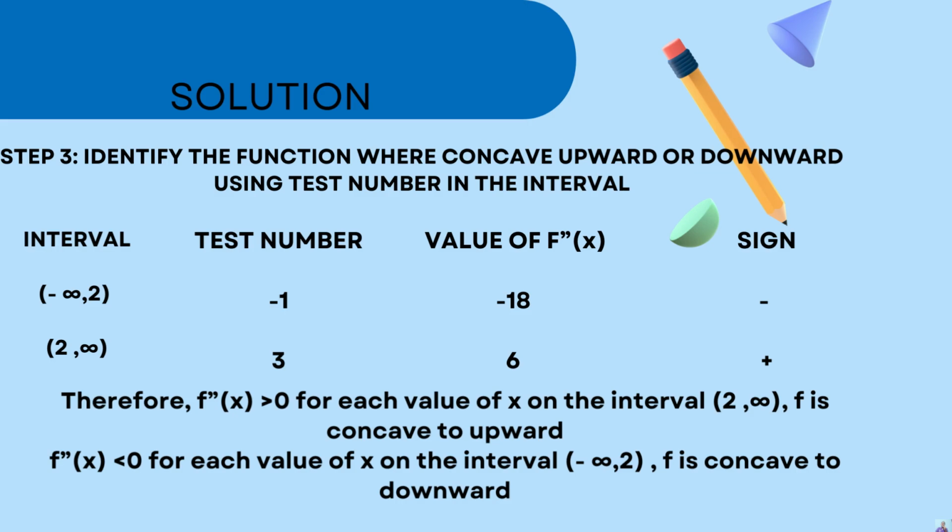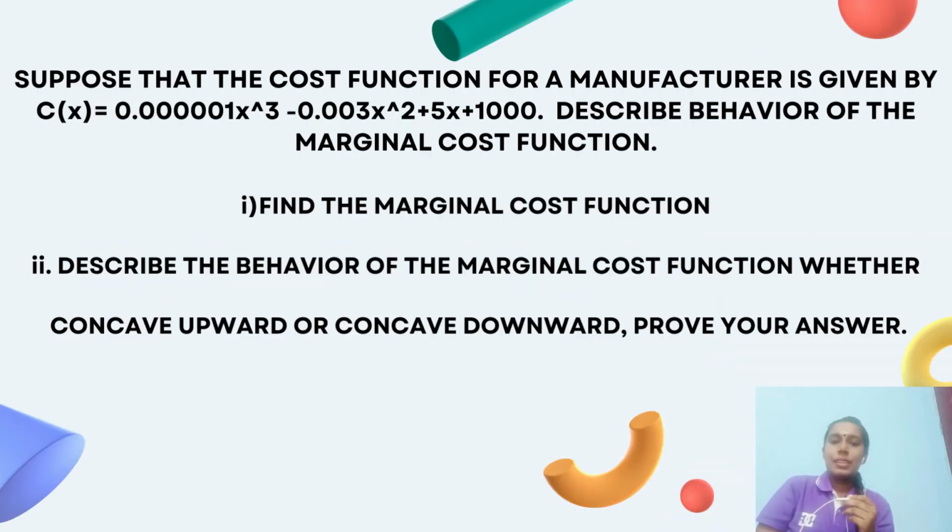for each x on the interval (negative infinity, 2), f is concave downward. The question is: suppose that the cost function of a manufacturer is given by C(x). Describe the behavior of the marginal cost function. First, find the marginal cost function. Second, describe the behavior of the marginal cost function, whether concave upward or concave downward.